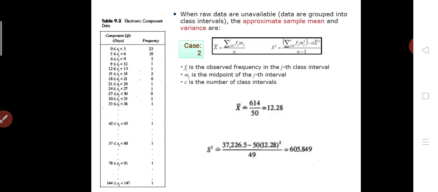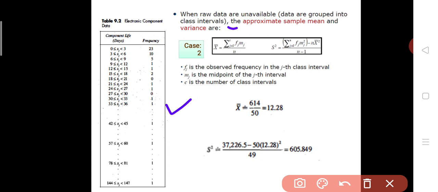Yes, the second parameter estimator is used when the raw data is unavailable and the data are grouped into class intervals, right? The original data has been grouped into class intervals, but that original data is not available. Just now we have seen a technique where the parameter is estimated from raw data, right? From that raw data it is interpreted, and this particular table has been constructed.